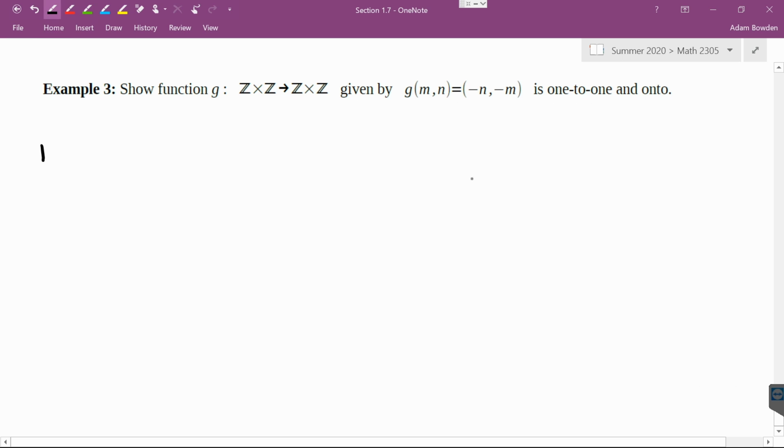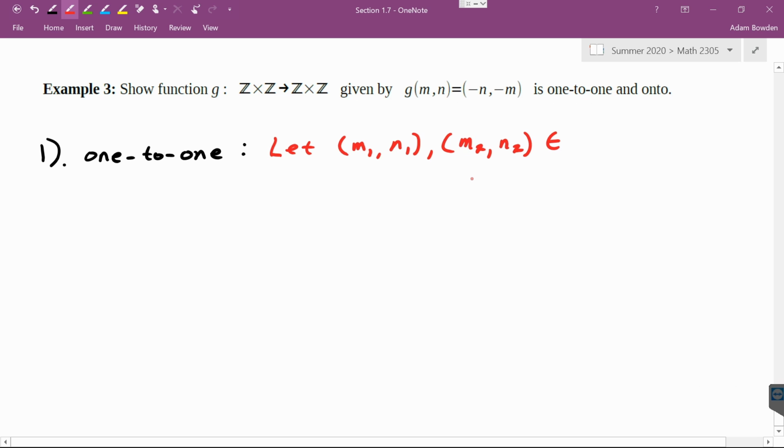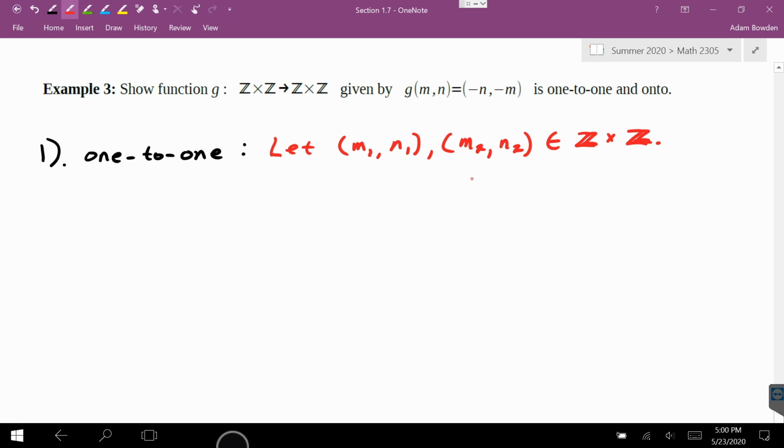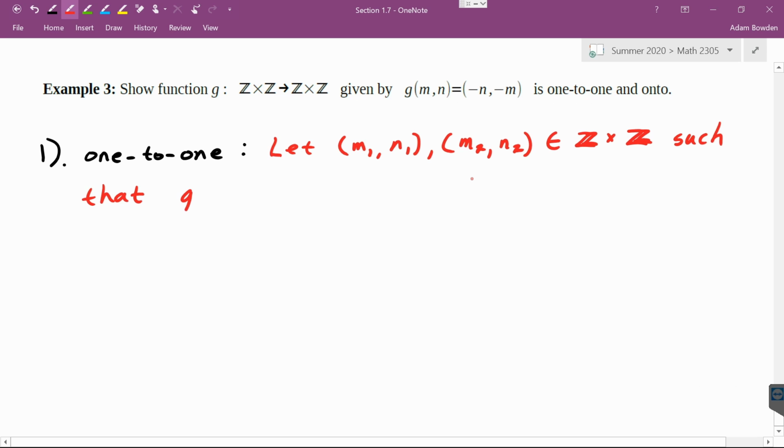So first off, let's consider whether or not we can show and prove that it's one-to-one. So what I'm going to do is let (m1, n1) and (m2, n2) be an element of the integers cross the integers, such that g of (m1, n1) is equal to g of (m2, n2).